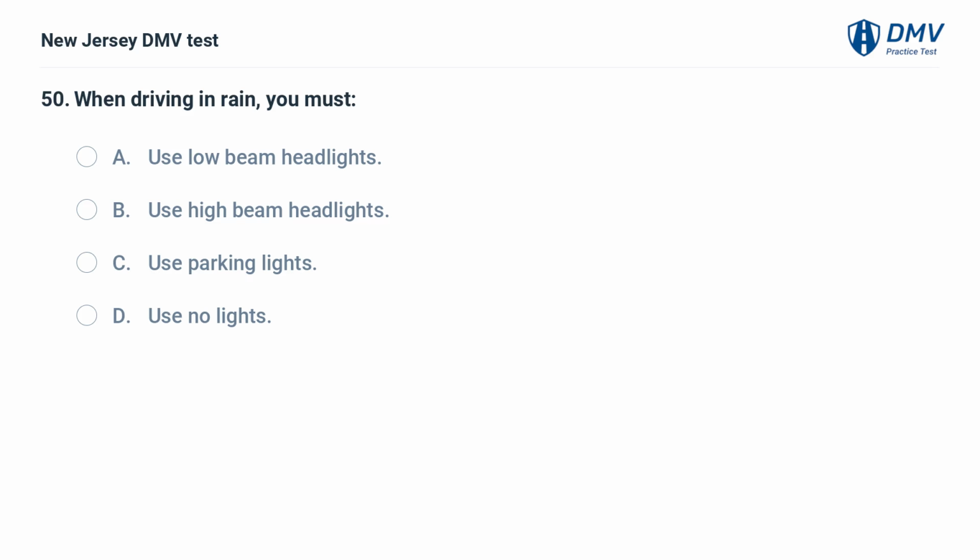When driving in rain, you must: A. Use low beam headlights. B. Use high beam headlights. C. Use parking lights. D. Use no lights. A. Use low beam headlights. In rainy conditions, you should use your low beam headlights.